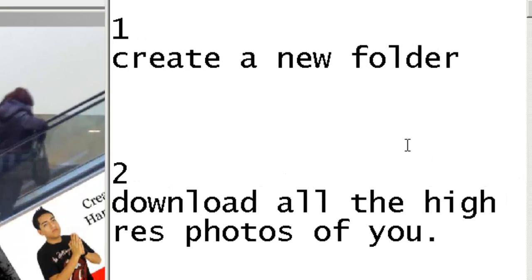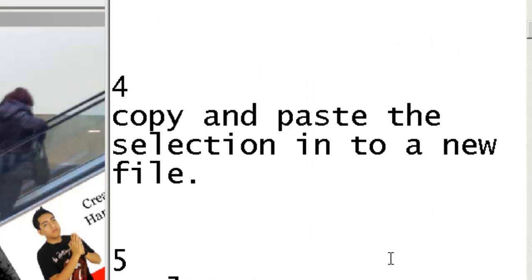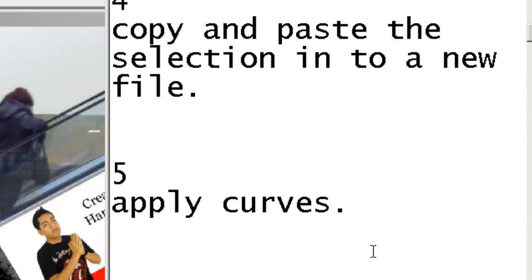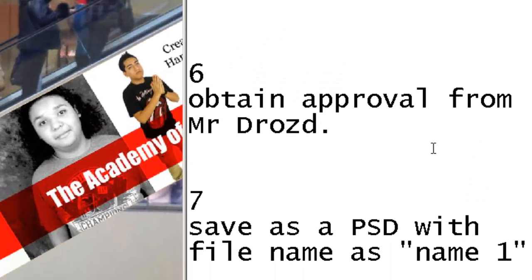First step, we're going to need to create a new folder. Two, we're going to download all the high-res photos of yourself. Three, using the Magnetic Lasso, using the addition and subtraction selections, you're going to extract yourself. Next step, you're going to copy and paste this selection into a new file. You're going to then and only then apply curves. Next step, you're going to obtain approval from me.